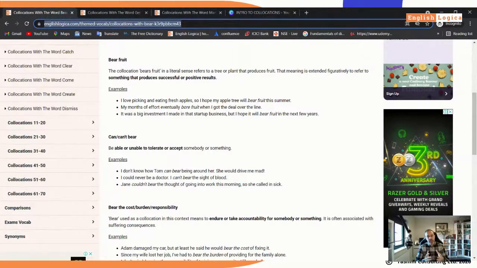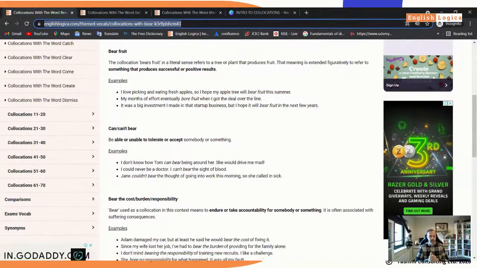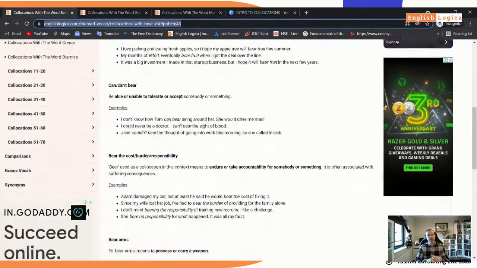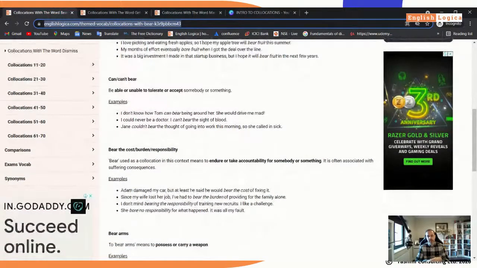So to bear something is to endure it or to persevere. And if you say, I can bear it or I can't bear something, it means that you are able or unable to tolerate or accept somebody or something. So it's about endurance or perseverance. Our examples: I don't know how Tom can bear being around her. She would drive me mad. I could never be a doctor. I can't bear the sight of blood. Jane couldn't bear the thought of going into work this morning, so she called in sick.